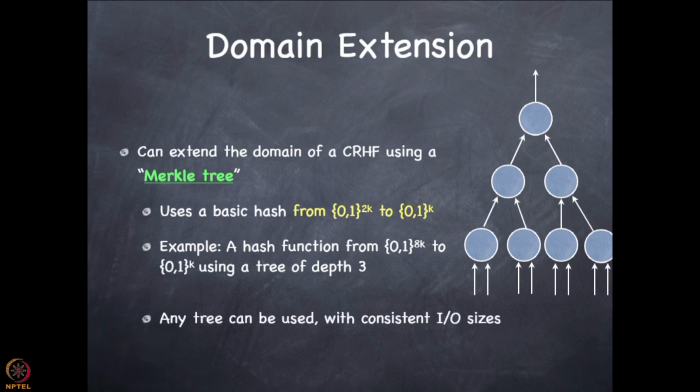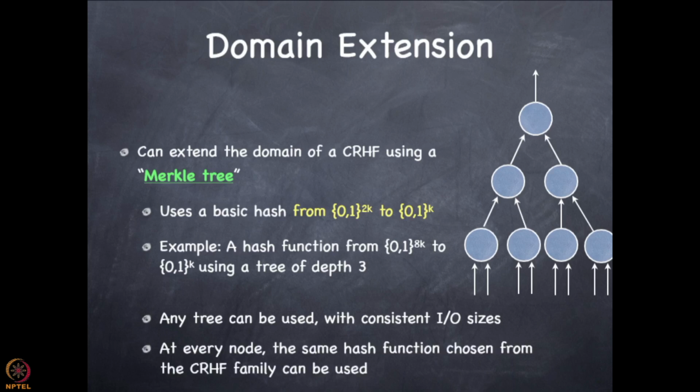I made it look like a balanced binary tree. It doesn't have to be a balanced binary tree. It can be any binary tree. The input-output sizes just need to be consistent. It could even be not binary. If I had a hash function that was, say, compressing by 3, it would be natural to use a ternary tree. To describe this new hash function, I just need to describe a single hash function from the original family, and I'll use that everywhere. Every node will use the same hash function.